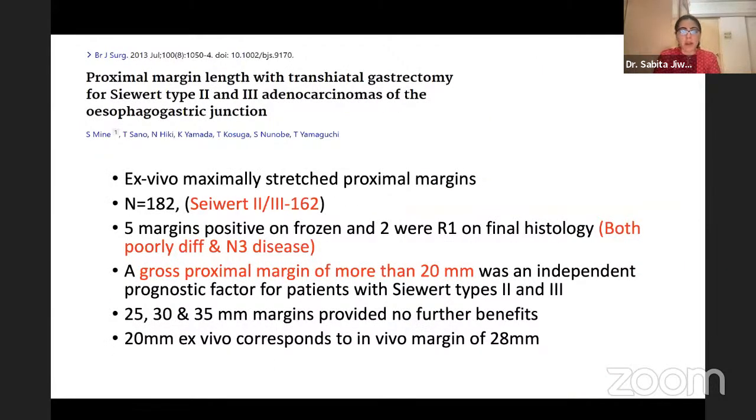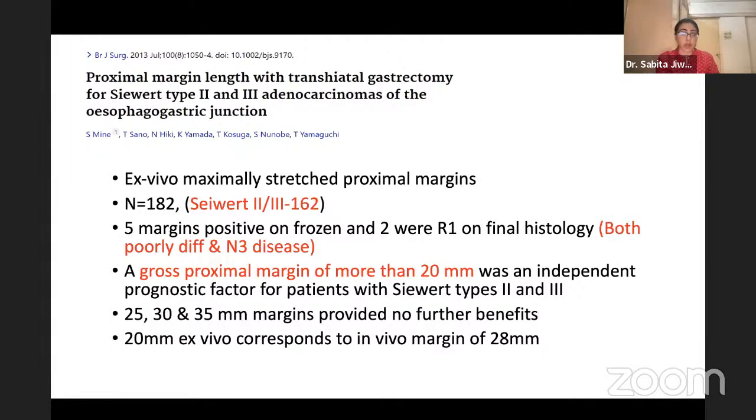When you come to proximal margin length, another paper from Yamaguchi from Japan looked at the ex vivo maximally stretched proximal margin. They had 182 patients, and the majority were Siewert type 2 and 3. They did margins on frozen, and 5 of these were positive. 2 were R1 on final histology, but both were poorly differentiated and had N3 disease. And they concluded that a gross proximal margin of more than 2 centimeters was an independent prognostic factor for Siewert type 2 as well as Siewert type 3.